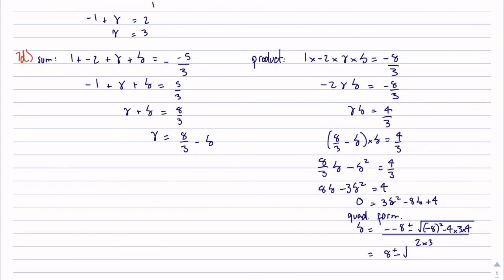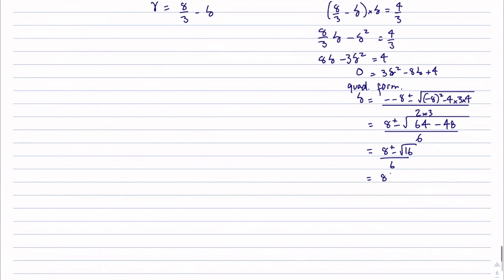So that gives me 8 plus minus the square root of 64, take 4 times 3 times 4, which is 48, all over 6. 8 plus minus the square root of 64 take 48, which is 16, root 16 is 4, over 6. So I get, now in my calculator, 8 plus 4 over 6 comes out as 2, and 8 take 4 over 6 is 2/3.